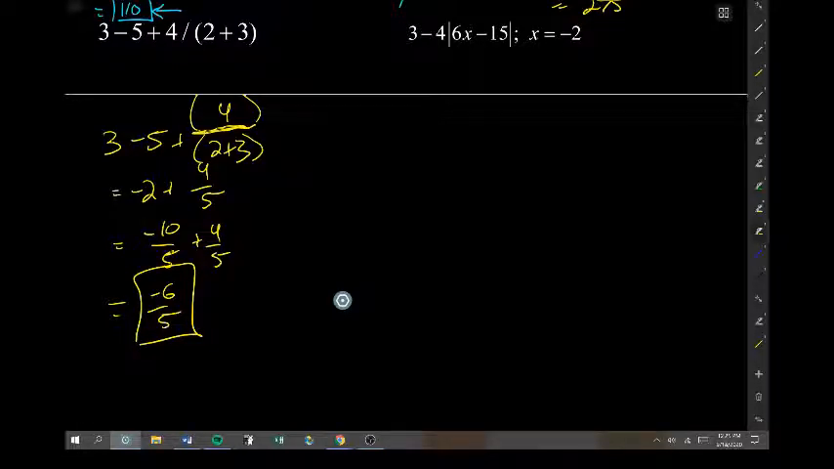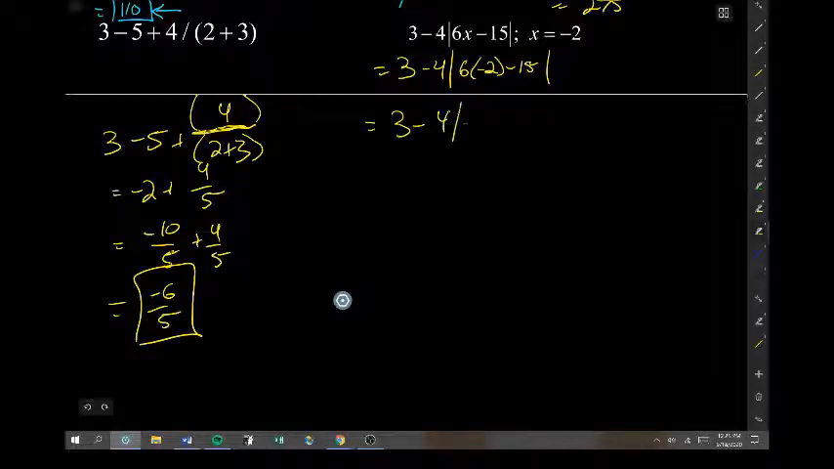So I'm going to plug negative 2 in for x. This becomes 3 minus 4. All that happened was that x became a negative 2. I'm going to calculate 6 times negative 2, which is then 3 minus 4 times negative 27.